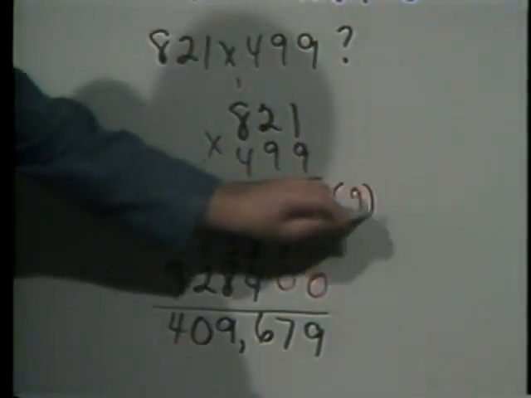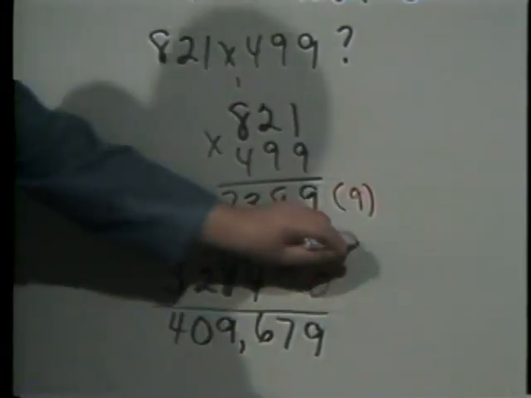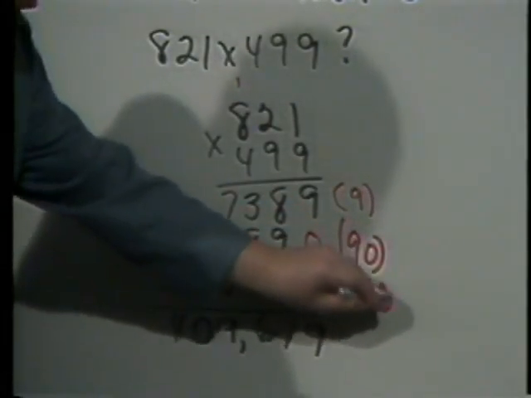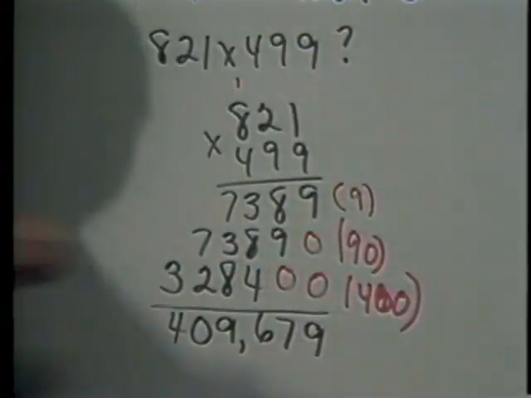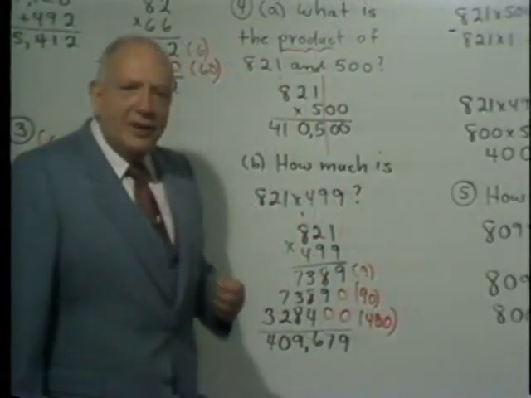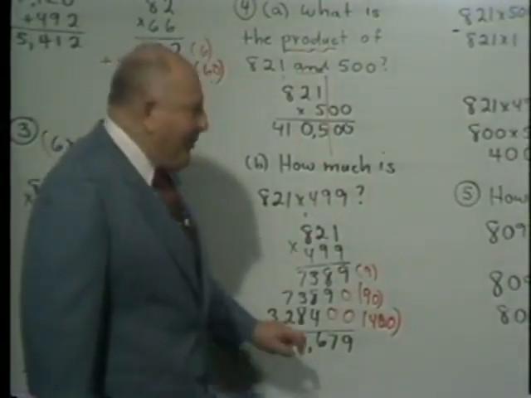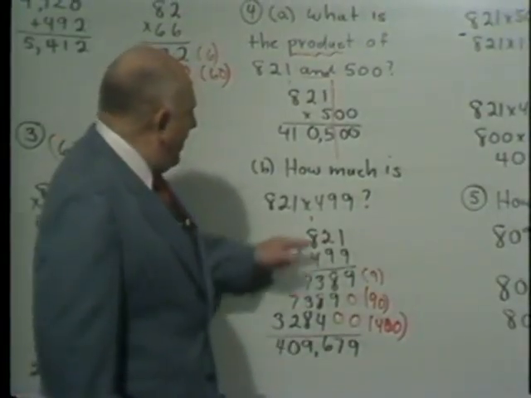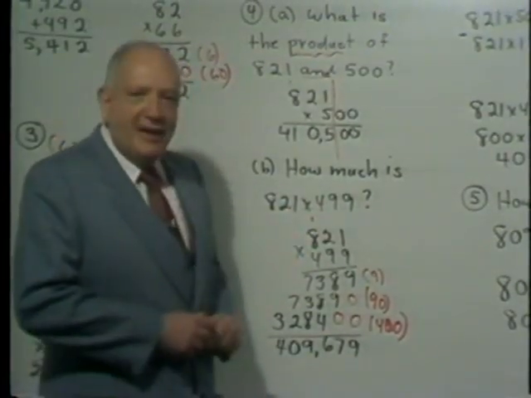This is the sum of 9 821s. This is 90 more. And this is 400 more. See, this is the sum of 499 821s. If I was counting by 821s, 409,679 would be the 499th number I came to.